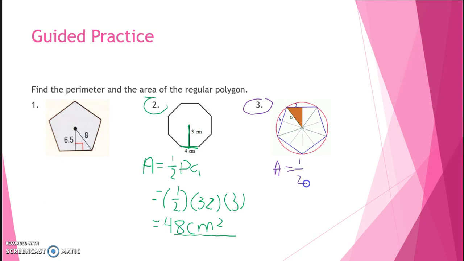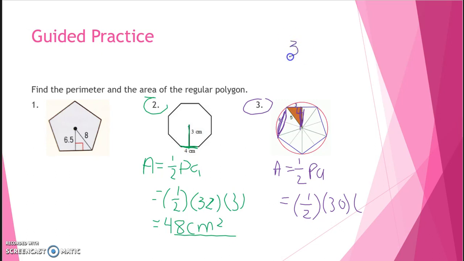So the area is 1/2 times perimeter times the apothem. Your perimeter, well, one of the side lengths is 6, and you have 5 sides, so your perimeter is 30. And your apothem is right there, but you don't know your apothem length, so we're actually going to have to do some work to find it. And you actually have a right angle right there. So we're going to go through and we're going to do the Pythagorean theorem.